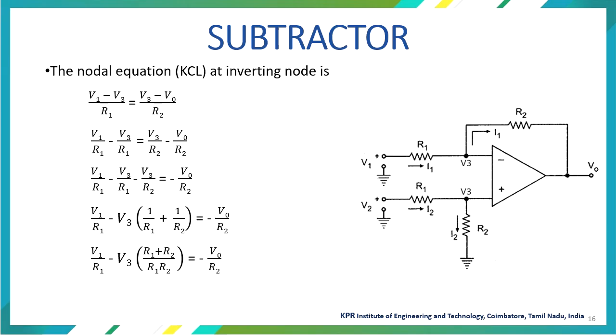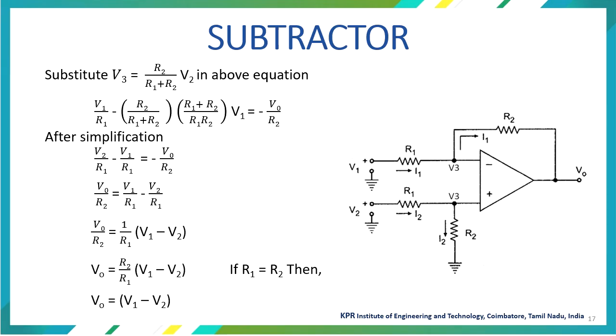So after bringing all the input terms to one side, we get V1 by R1 minus V3 by R1 minus V3 by R2 will be equal to minus V0 by R2. Again, after simplifying, the equation will be V1 by R1 minus V3 (R1 plus R2) divided by (R1 into R2), which is equal to minus V0 by R2. Here we need to substitute the value of V3, which we got in terms of V2, in the equation. So that will be modified as V1 by R1 minus R2 by (R1 plus R2) into (R1 plus R2) divided by (R1 into R2) into V2 equal to minus V0 by R2.